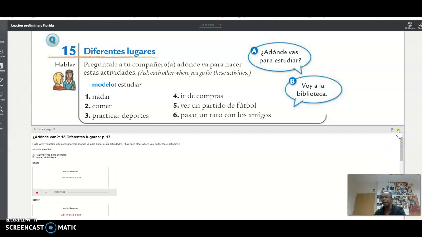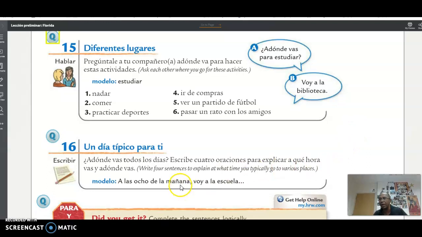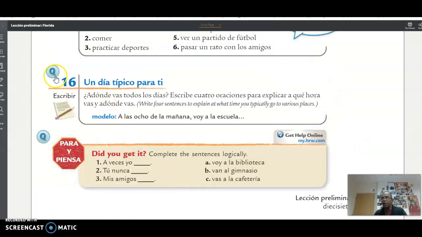And finally, the last activity that you are doing is activity 16, and you're going to complete it by writing 8 sentences explaining what time you typically go to various places, okay? For example, a las 8 de la mañana voy a la escuela, okay?